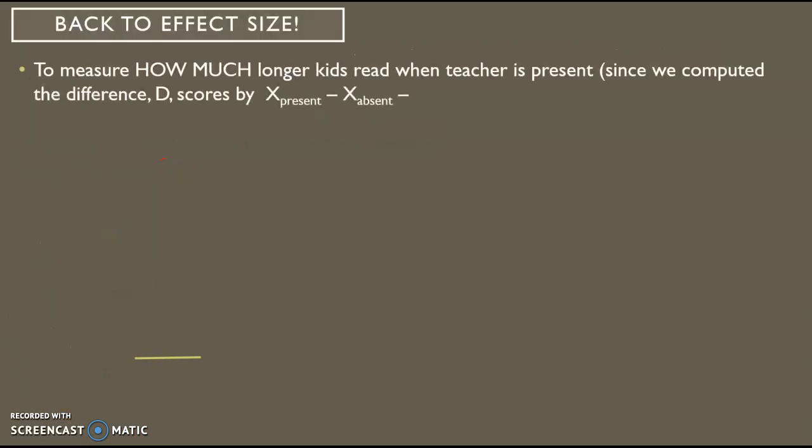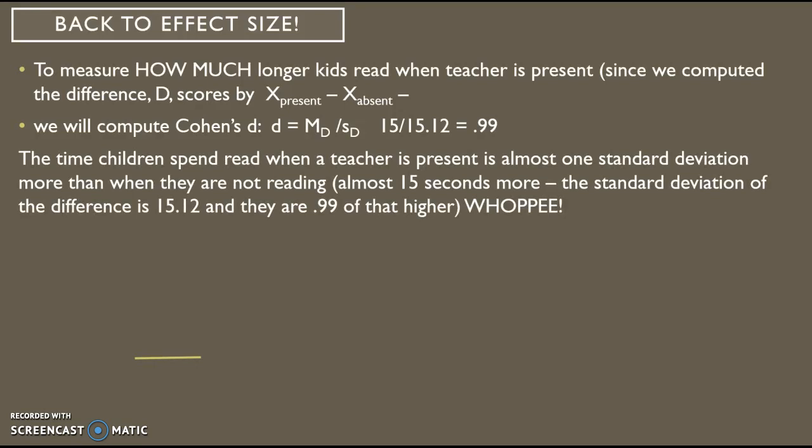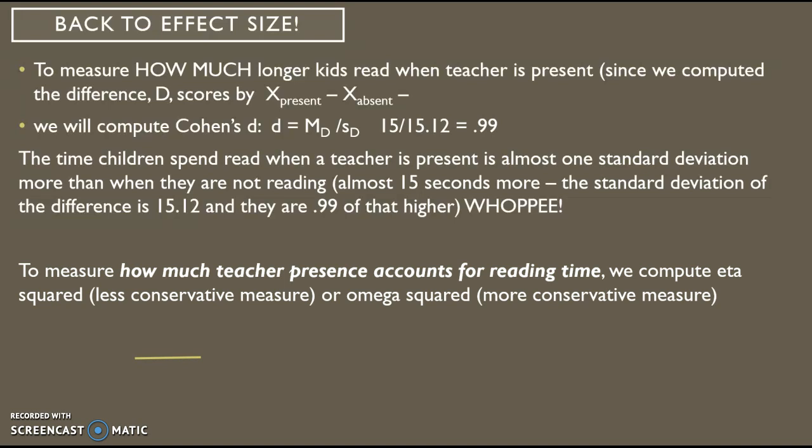Back to effect size. So I'm looking at how much longer do kids read when their teacher is present versus when the teacher is absent, because that's how I computed my difference scores, present minus absent. Computed the Cohen's d. It winds up being 0.99. According to the textbook, that's a large effect size. So students, when the teacher is present, read almost a full standard deviation longer than when the teacher is absent. The standard deviation is about 15 seconds long, so they are reading about 15 seconds longer. That is statistically significant.